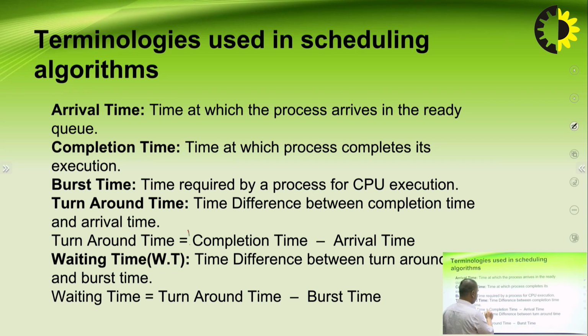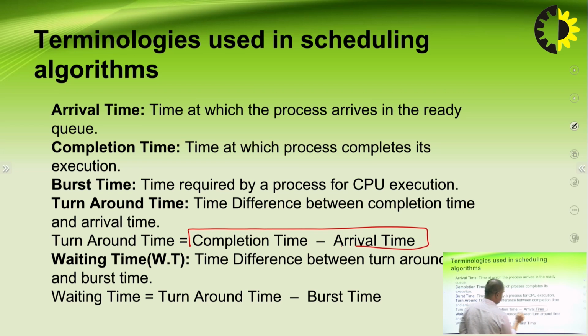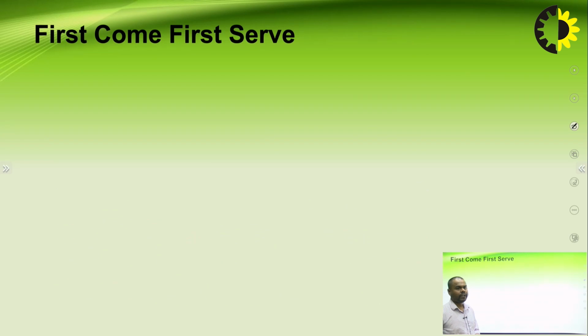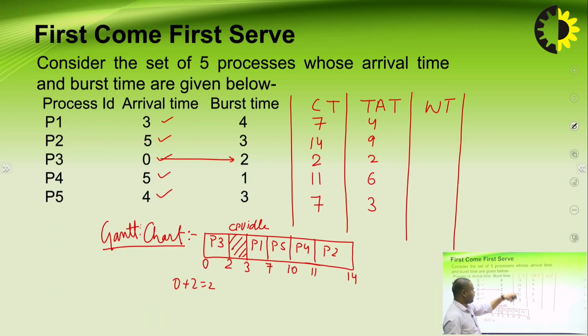This is the formula for the turnaround time: completion time minus arrival time, and the waiting time is turnaround time minus burst time. So from this formula, I have calculated the turnaround time. Now waiting time, turnaround time minus burst time.